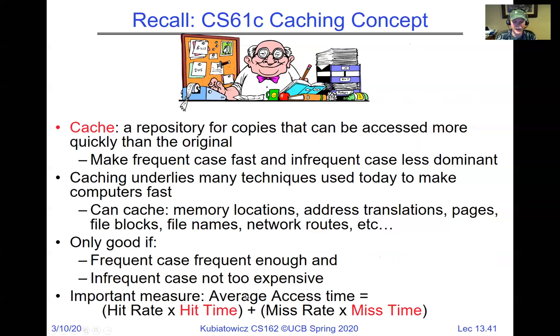There's a measure called the average memory access time, for you all to remember, which is hit rate times hit time plus miss rate times miss time. We want that to be as low as possible. The hit time is basically the time if everything were in the cache, say on your desk, and the miss time is how long it takes if you had to go fetch it. We'd like it to be the case that most of the time we get something close to the hit time rather than close to the miss time.